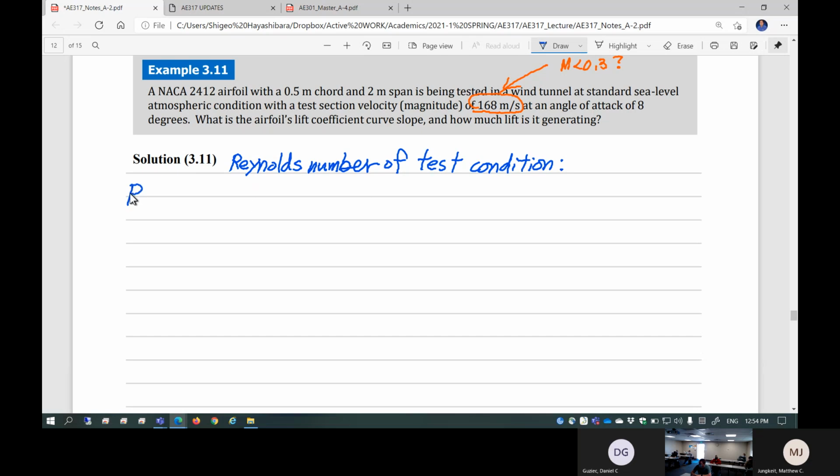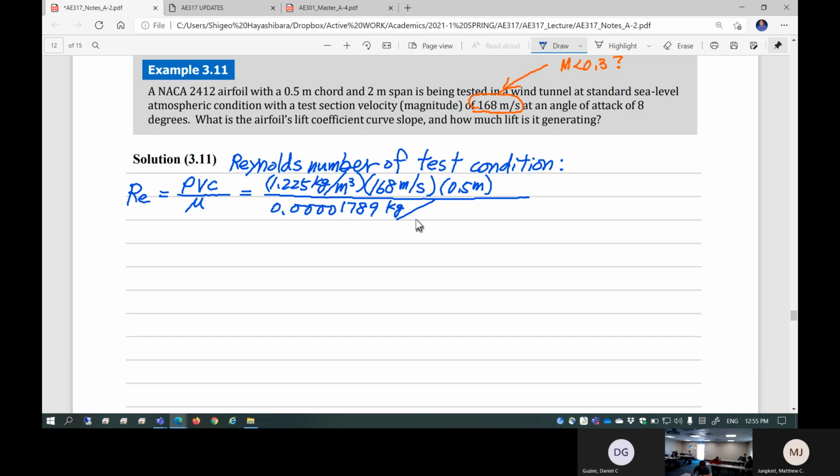Okay, so the Reynolds number of the test condition is rho times V times c over mu. Standard sea level density, 1.225 kilograms per cubic meter. The velocity is 168 meters per second, which is pretty high speed. Chord length, 0.5 meter. Viscosity, 0.00001789 kilograms per meter per second. If you compute the Reynolds number, this is 5 times 10 to the 6.